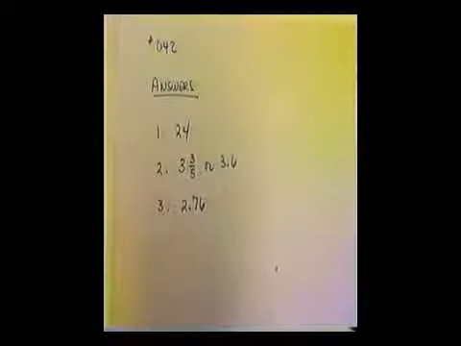Okay, the answers are, number 1 is 24, number 2 is 3 3/5, or 3.6. It doesn't matter which form you give it in, either one would be acceptable. And the third answer is 2 76/100, or 2.76. If you had problems or didn't get this, try to rework it. And if you still have a question, find someone in the math lab.